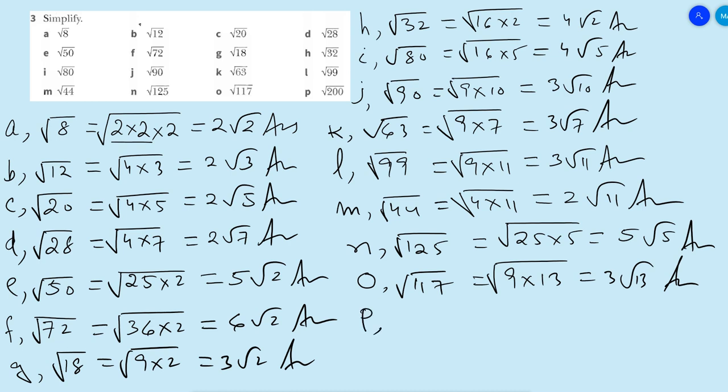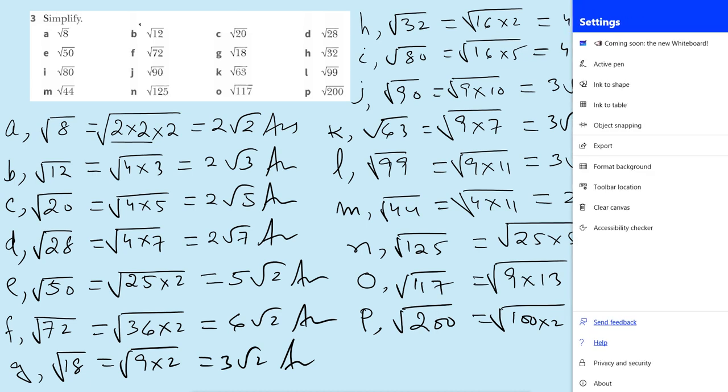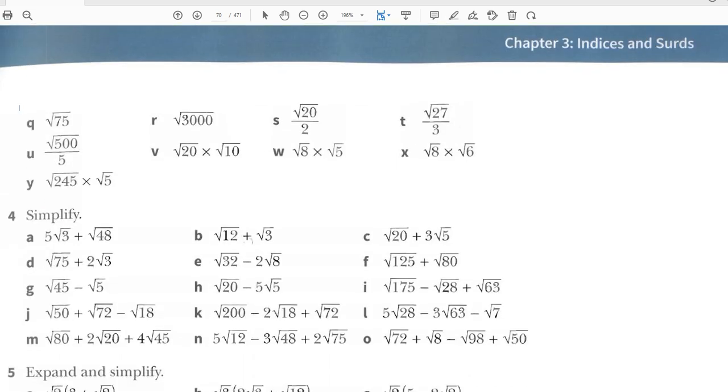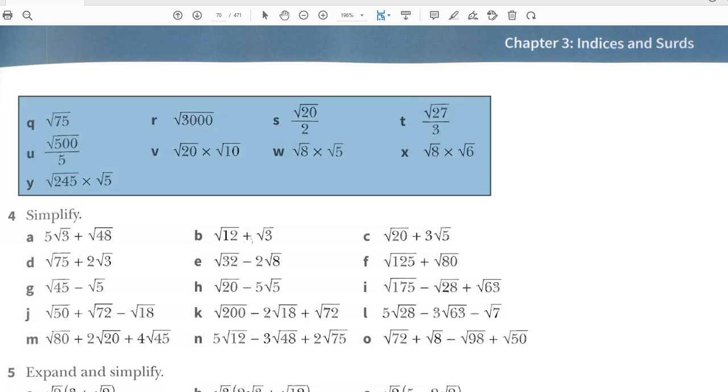P. 200. 200 can be written 100 by 2. It's very easy. 100 2s are 200. The square root of 100 is the whole number 10. So 10 root 2 is the answer of part P. Now some parts are still left. After part P, I am copying the remaining parts of question number 3.